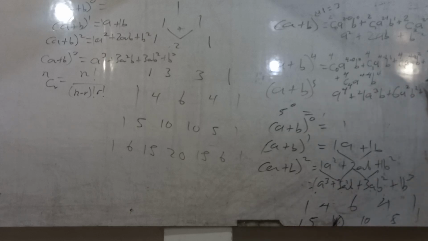Plus 4 combination 3 will give you 4. A to the power 1, and we don't write it. B cubed. Plus the last one will definitely give us 1, because 4 combination 4 is 1. A to the power 4 minus 4 is 0. So A to the power 0 is 1. Then we'll be left with B to the power 4. So this is it, isn't it? This is it.